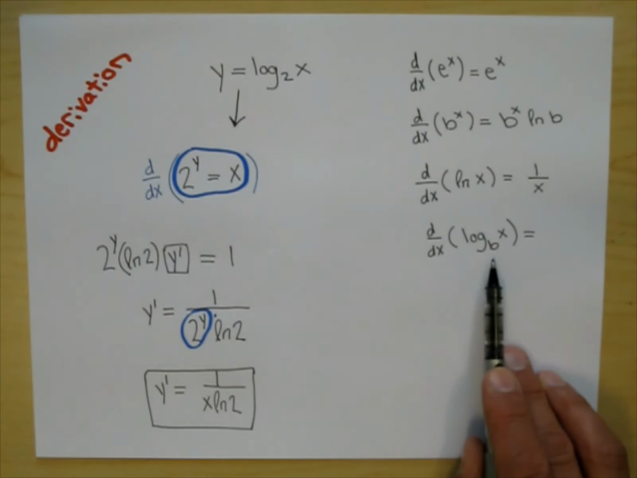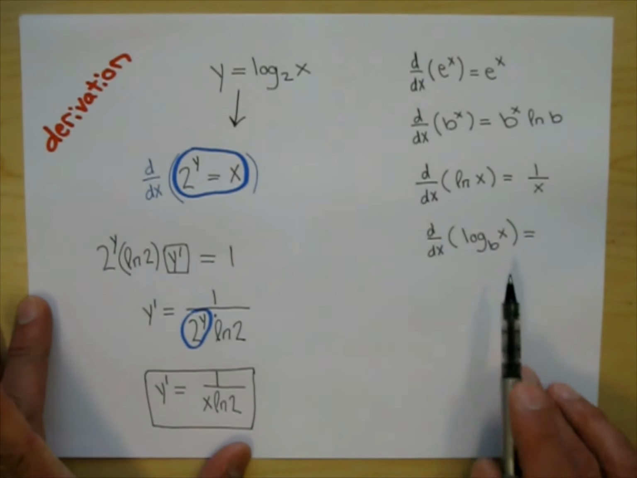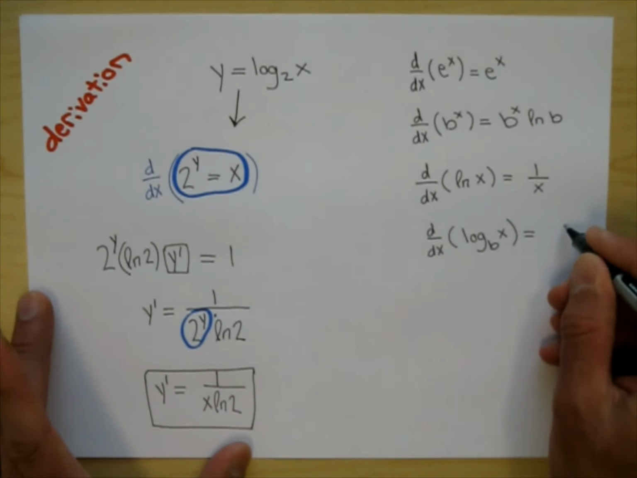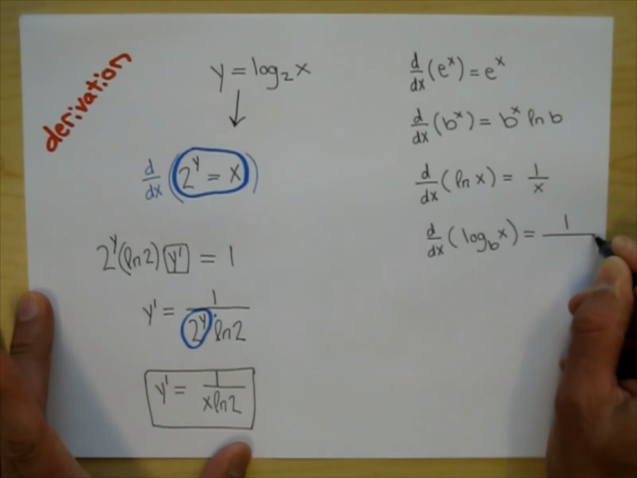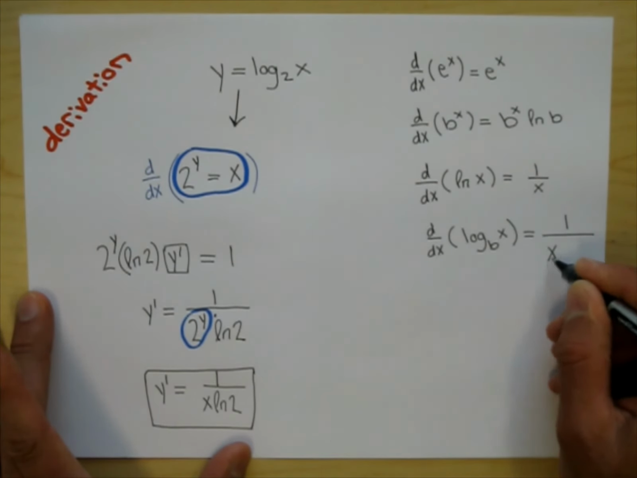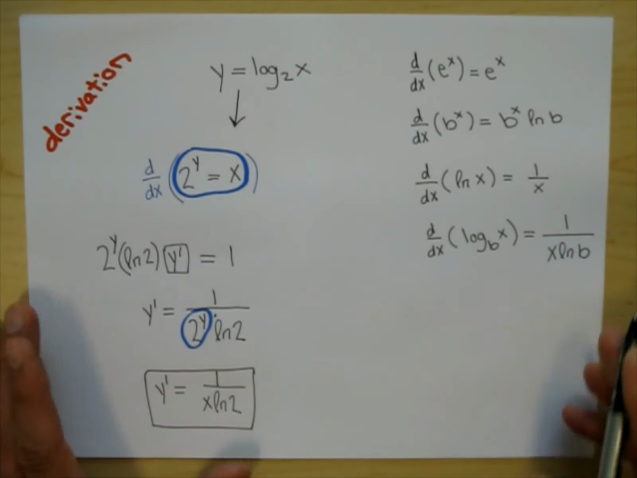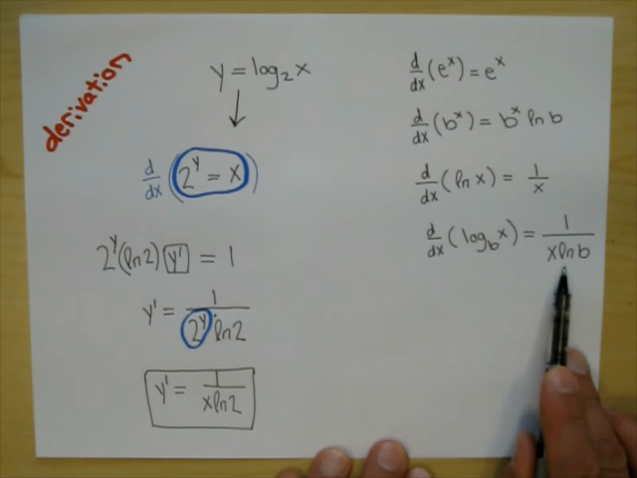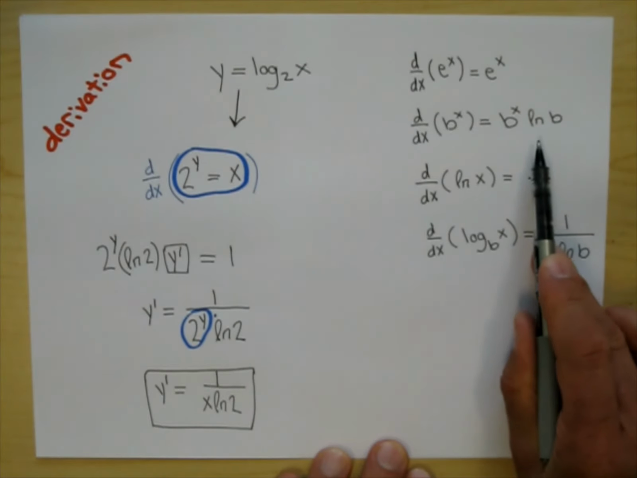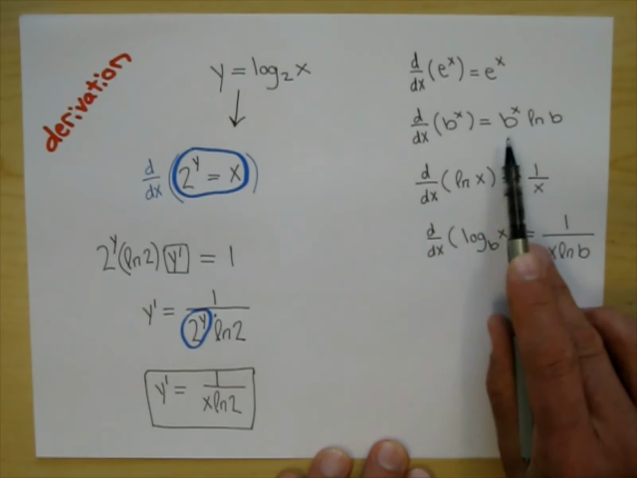So our answer, let's fill this in because we've now finished this, happens to be 1 over x times the ln b. So there's an extra factor of ln b on the bottom, just like there was an extra factor of ln b on the top for this guy.